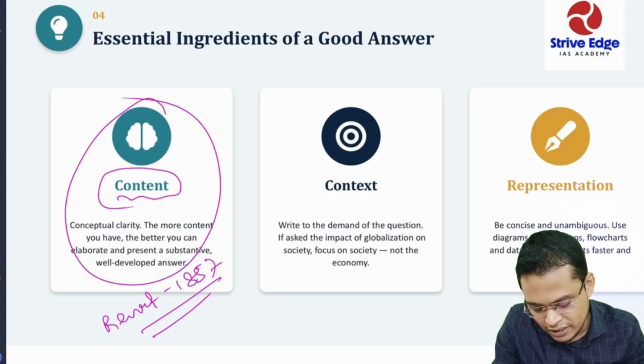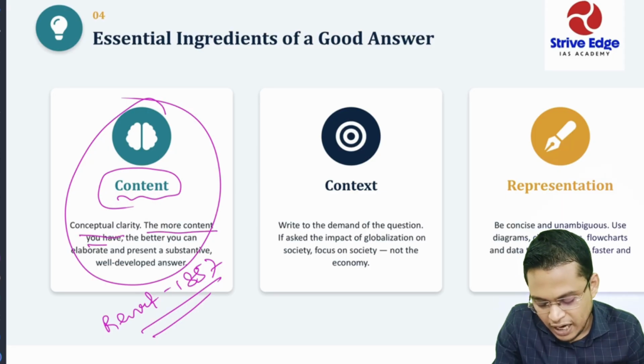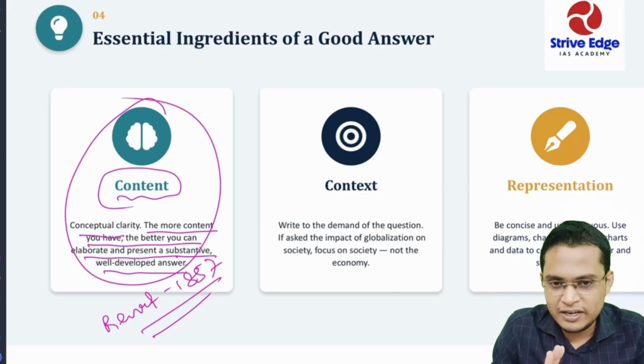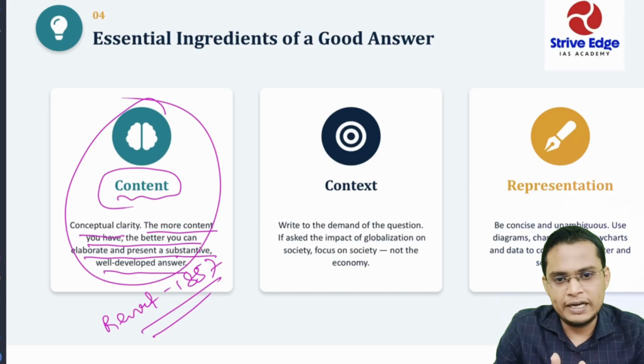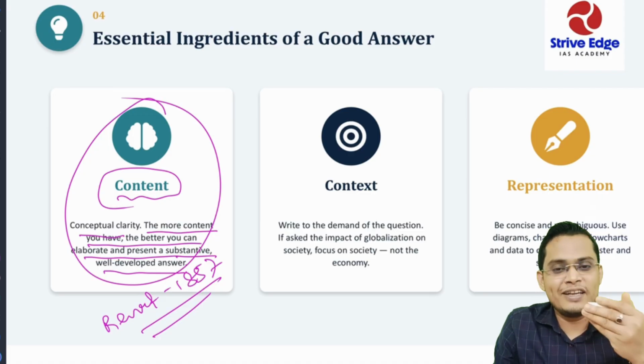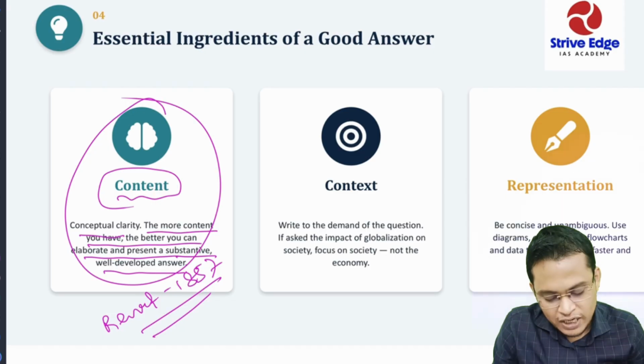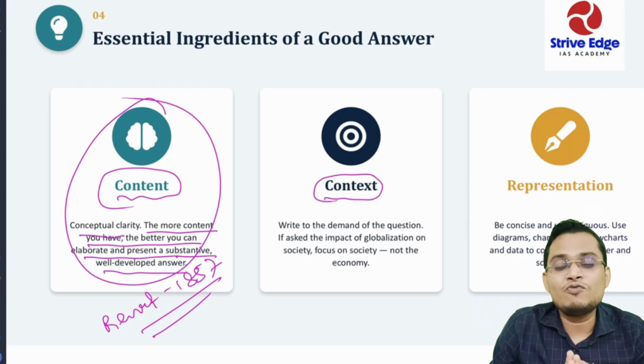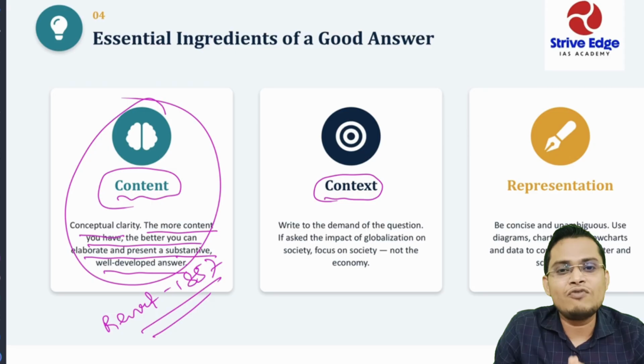Conceptual clarity: the more content you have, the better you can elaborate and present a substantive and well-developed answer. If you are already clearing prelims, that means you have good content. So my sole focus is how to present your content in a good and presentable way. Next is context. Context means what is being asked in the question and what we are writing.